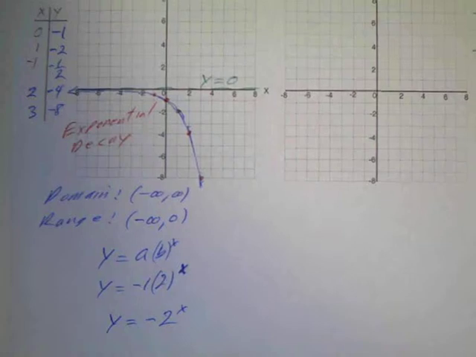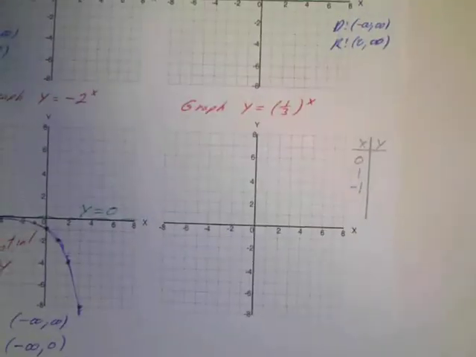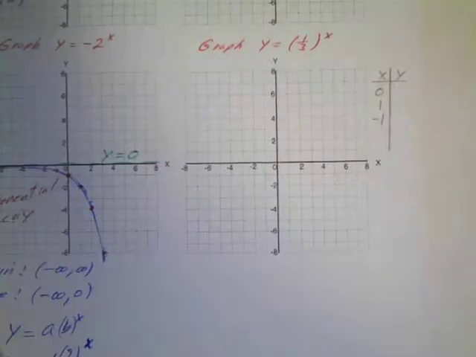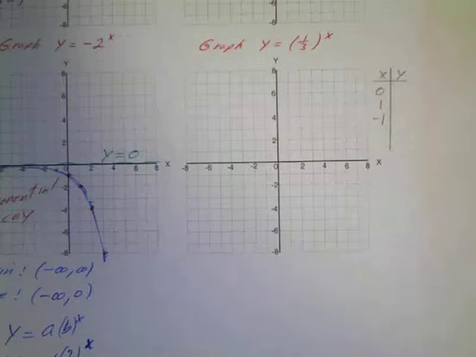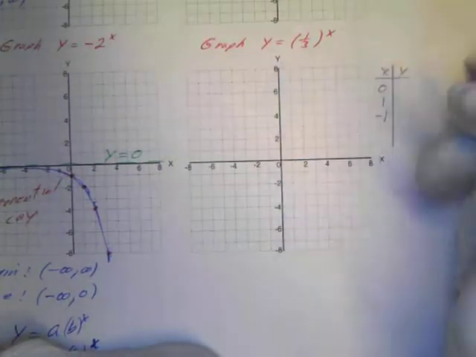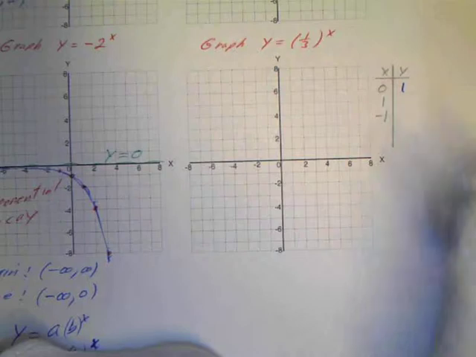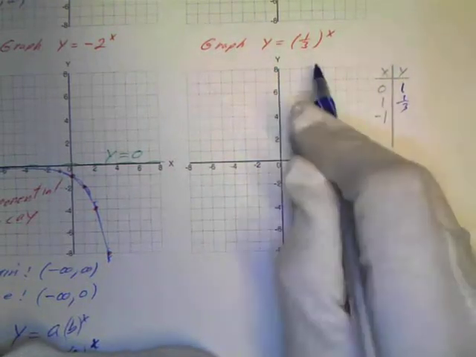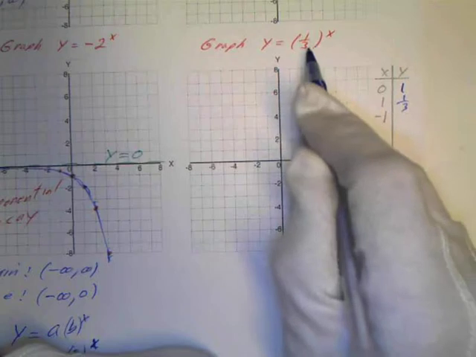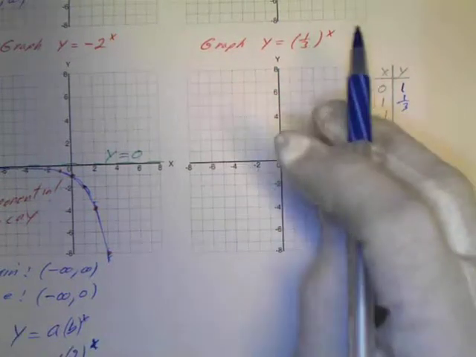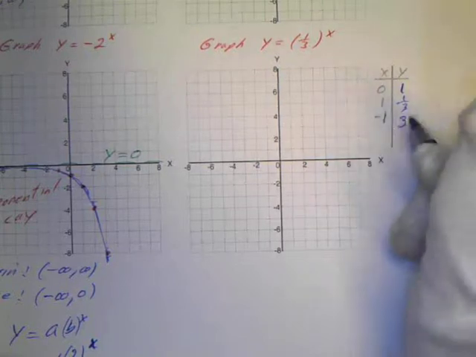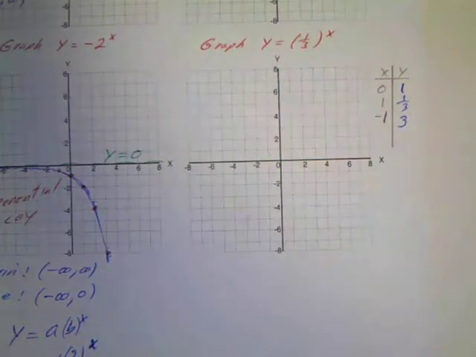Okay, let's try another one here. So graph y equals 1/3 to the x. So we try to set up our table of values. When x is 0, anything to the 0 power is 1. So that's easy. When x is 1, 1/3 to the first power is 1/3. And when x is negative 1, now remember, 1/3 to the negative 1, we just flip it, so that's just going to be 3. So those are your values.